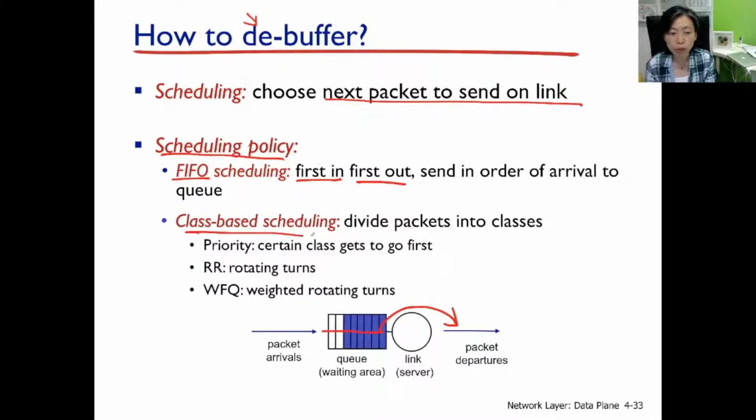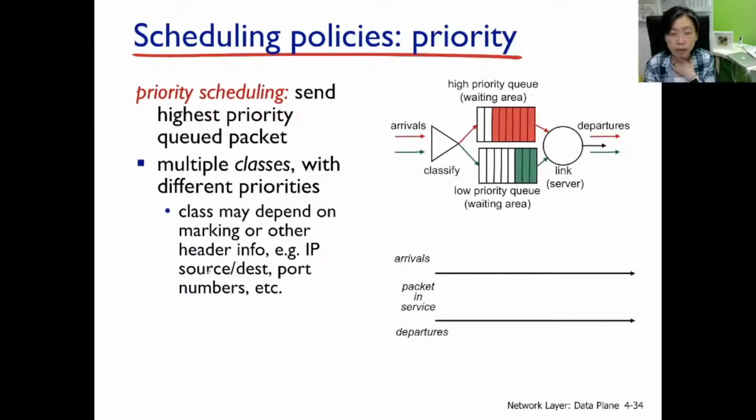But one can also do class-based scheduling. The way to do it is to divide the packets based on priority or classes. We could assign a specific class higher priority than the others, or we could have them rotate turns, taking one packet from each class at a time. We can also allow multiple packets to come from one class at a time, so that more packets come out from a particular class. It's sort of a combination. So weighted fair queuing, WFQ, is a combination of priority and round robin. Let's go into each one of these a little bit more.